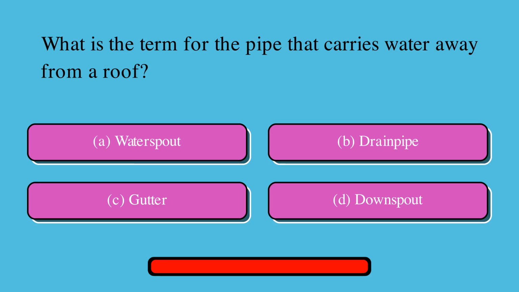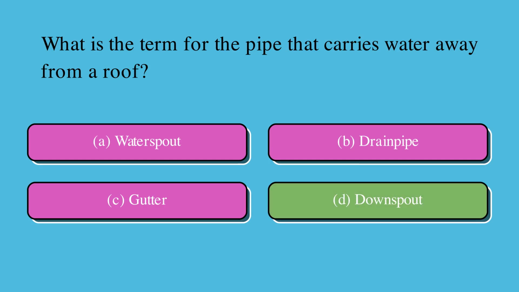What is the term for the pipe that carries water away from a roof? Is it A, water spout, or B, drain pipe, or C, gutter, or D, downspout? The correct answer is D, downspout.